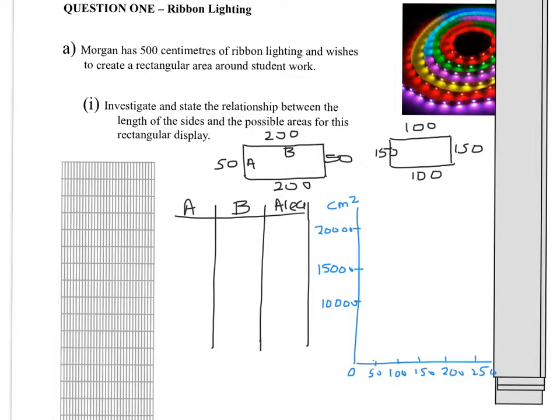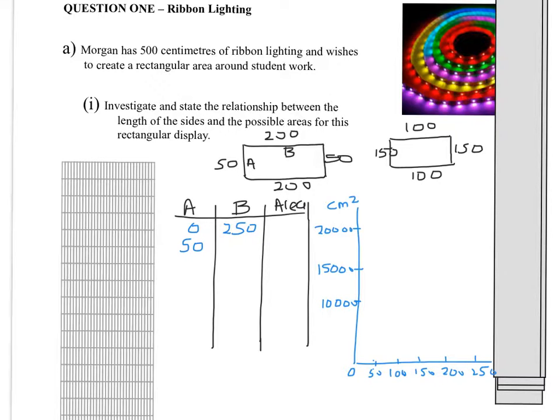So if I have 500 centimeters of ribbon, I can make different sized rectangles, and each rectangle will have a different area, even though the outside perimeter is the same, 500 centimeters. So I've drawn a couple of rectangles there. For example, the maximum length I could have would be 250 centimeters on each side, which would give me 0 for the short side of the rectangle. Or I could go up to, let's say, 50.